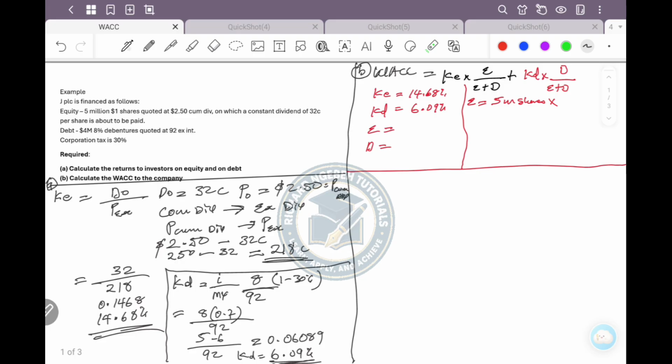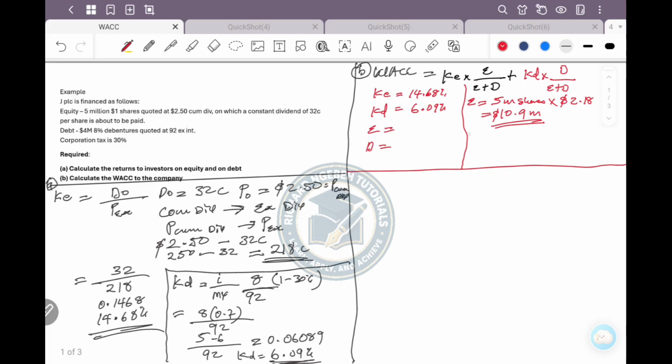$2.18. Okay, and you have to say $2.18. So what would equity give to you? So basically, $2.18 times 5 million shares, it will give you 10.9 million dollars. This is the worth of equity currently we have.